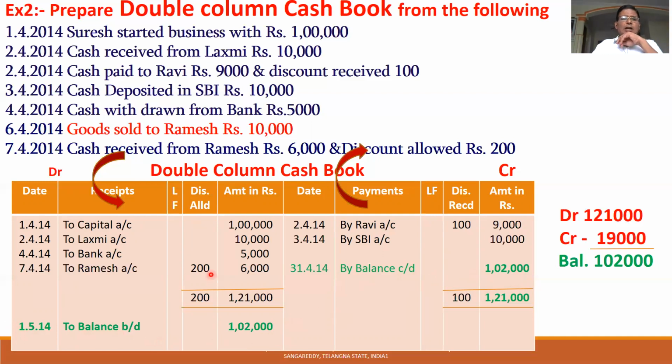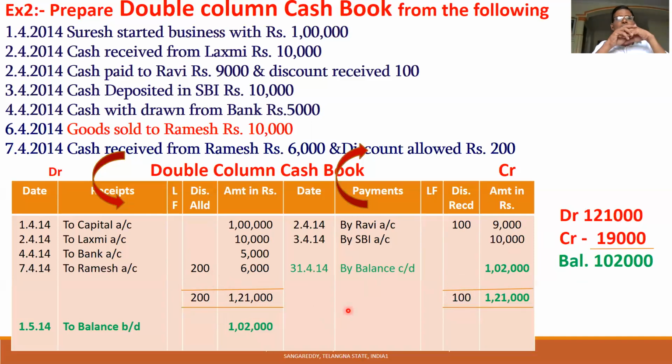And in case of the discount column, that is to be added, 200, 200. You need not balance the discount column, simply add the total of the discount allowed column and the total of the discount received column. The discount allowed column total 200 goes to the discount allowed account, debit side, 200. The discount received 100 rupees goes to the discount received account, credit side, 100 rupees.